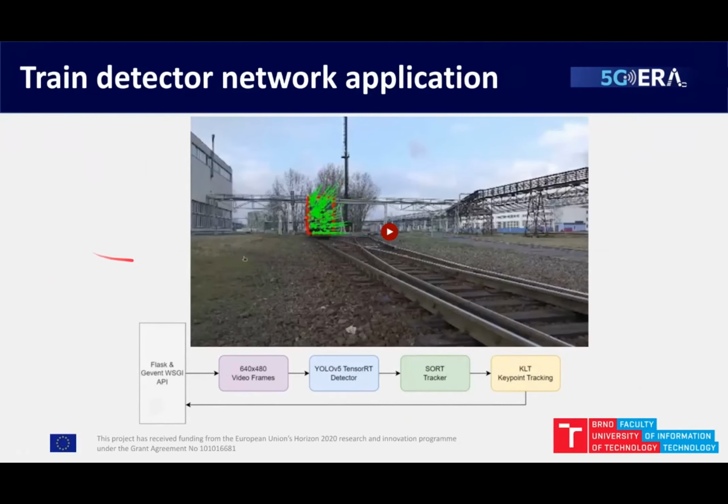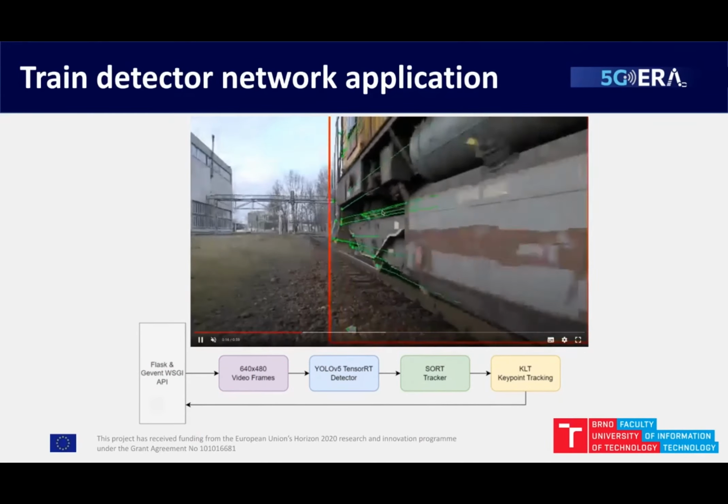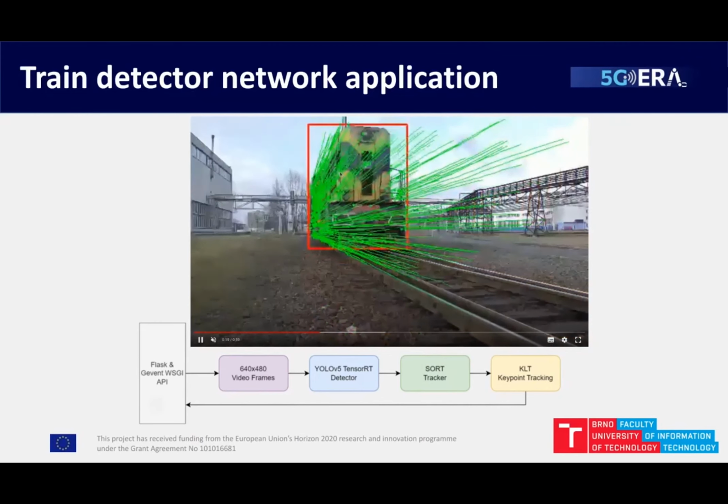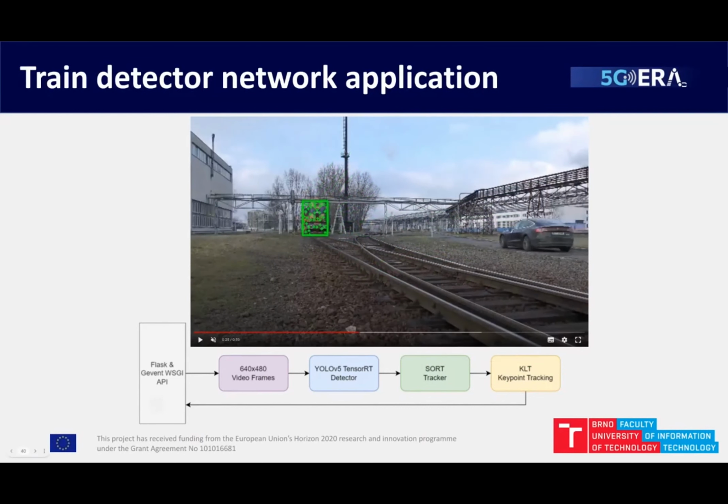And it uses some custom-made Flask server, which was receiving the video frames from the cameras. It uses the YOLOv5 TensorRT version of the object detectors to detect the train, and it uses SORT tracker to find key points on the detected train, and it uses KLT to track these points. As you can see, there is another moving object, but because it's not a train, it's not taken into account by this application.